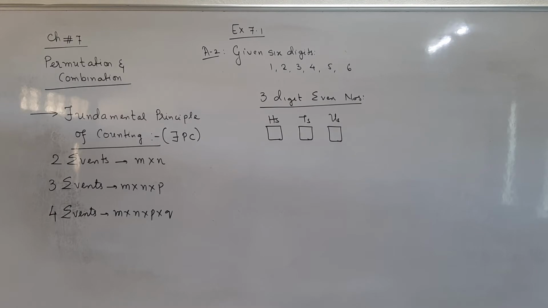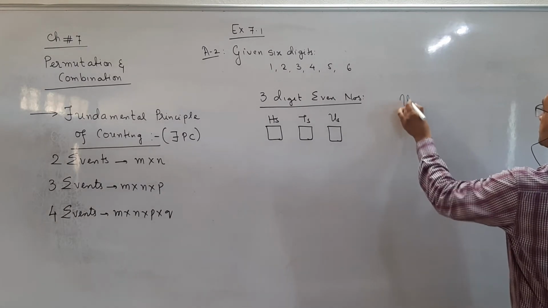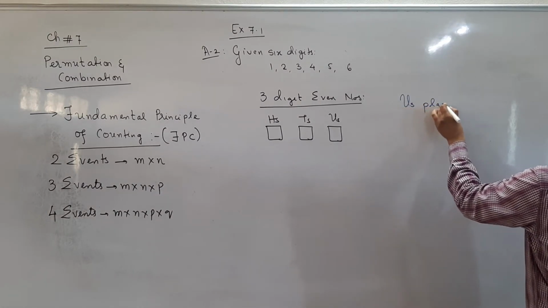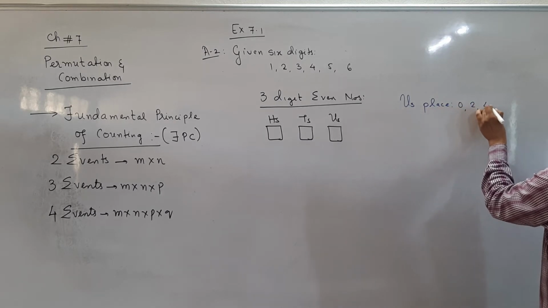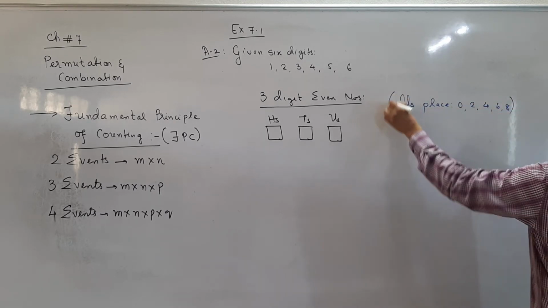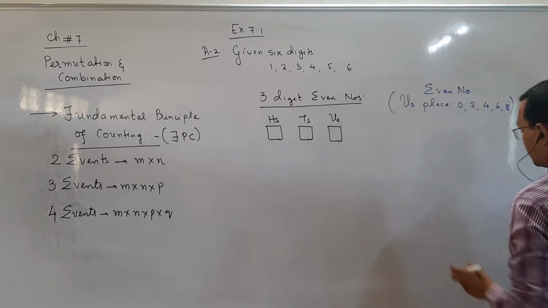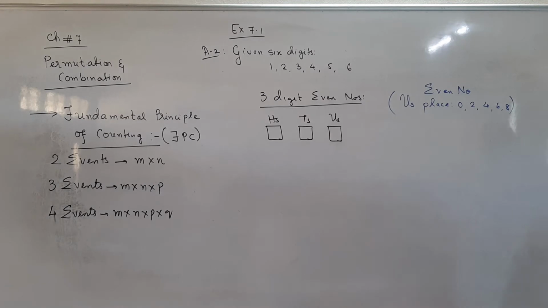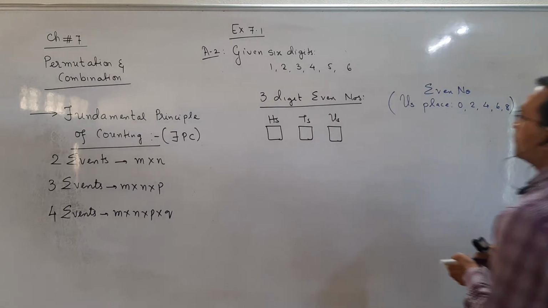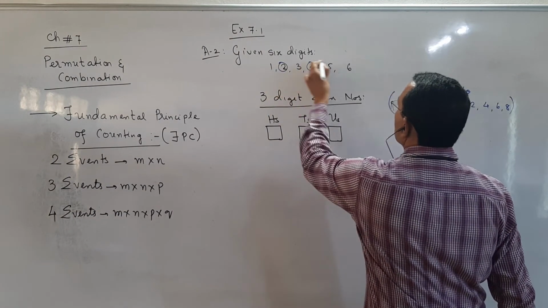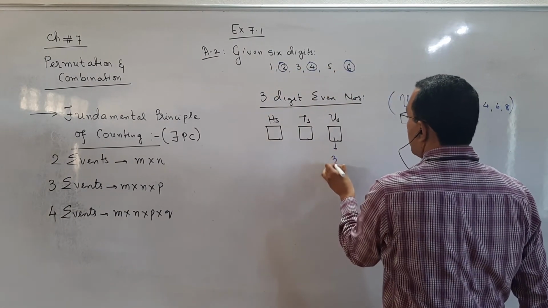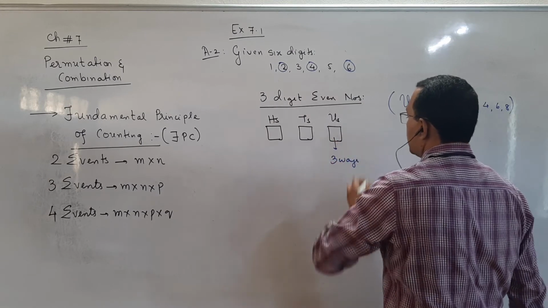Now students, what is the basic characteristic of an even number? If a number is even, then its units place can be 0, 2, 4, 6 and 8. This is the basic characteristic of an even number. Don't say last digit, you should say units place can be any of the digits 0, 2, 4, 6, 8. Of the given digits, the 3 even digits are 2, 4 and 6. So the units place can be filled in only 3 ways.